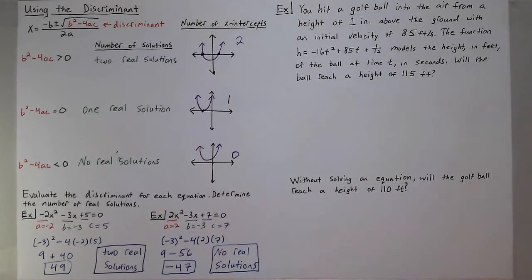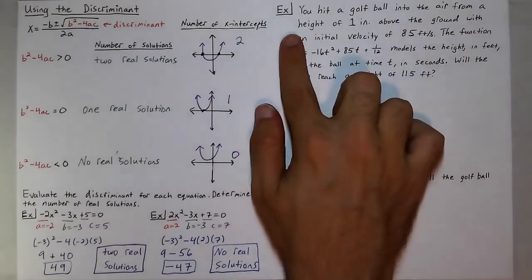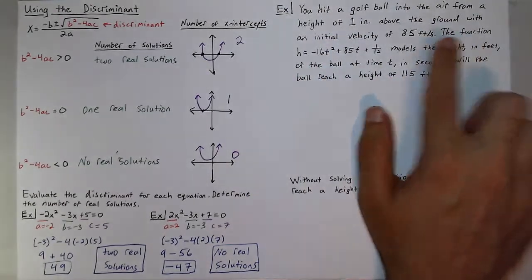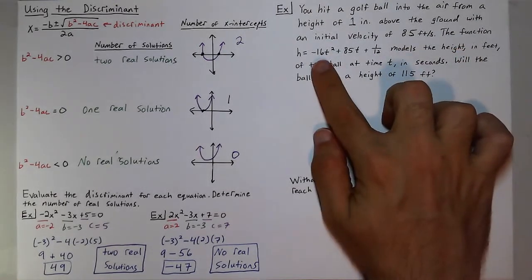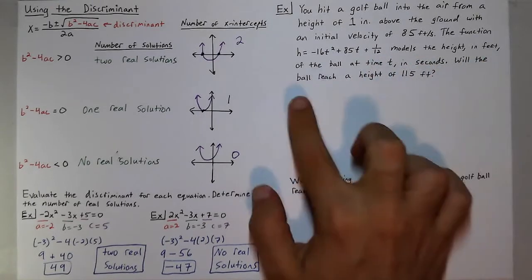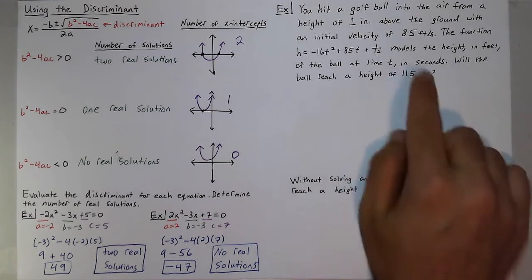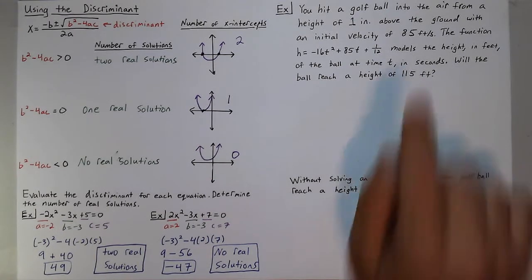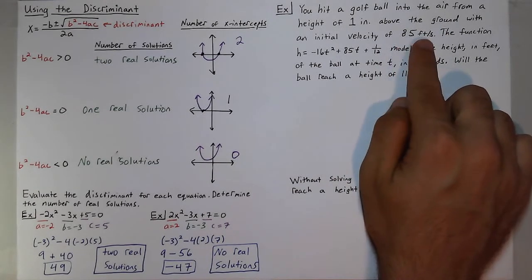Now, how could this be used in real life? Well, let's say, for example, you hit a golf ball into the air from a height of 1 inch above the ground with an initial velocity of 85 feet per second. The function h is equal to negative 16t squared plus 85t plus 1/12 models the height in feet of the ball at time t in seconds. Now, will the ball reach a height of 115 feet? So now I can use the discriminant just to know if it's possible to even get that high of a hit with the way I hit a golf ball at 85 feet per second.